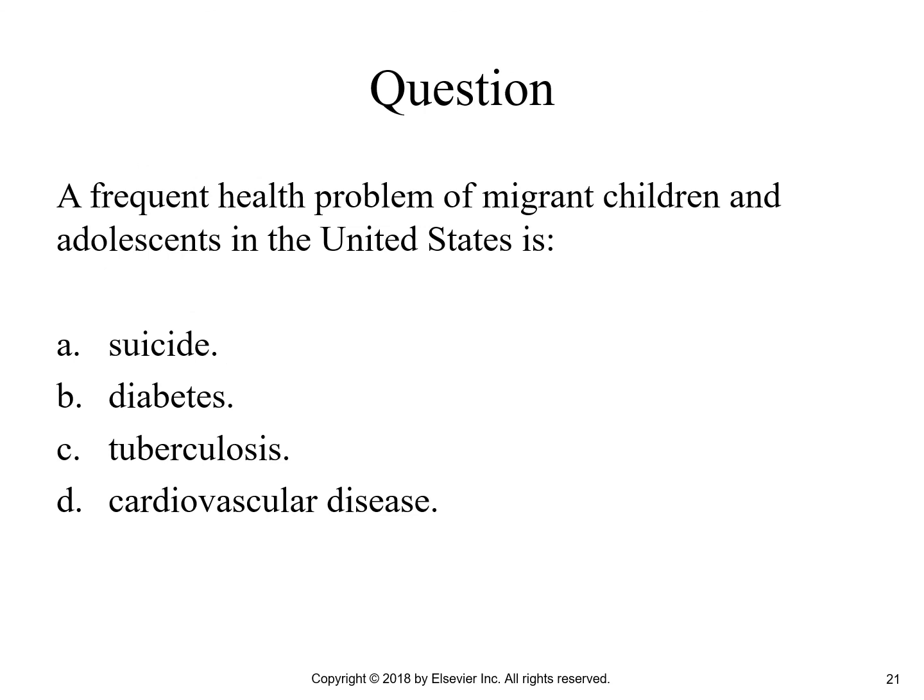And your question for this chapter says: a frequent health problem of migrant children and adolescents in the United States is A, suicide, B, diabetes, C, tuberculosis, or D, cardiovascular disease. And in case you didn't know, the correct answer is C. The rate of tuberculosis among migrant families is very high. A high risk factor for the children of migrant families is the migration of the families from areas that have a high prevalence of tuberculosis. And this concludes this PowerPoint session.